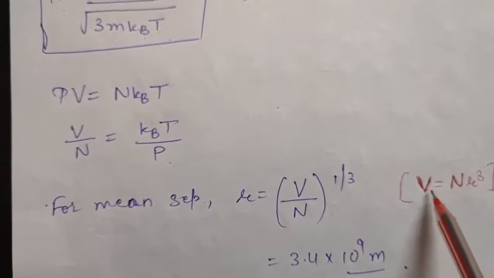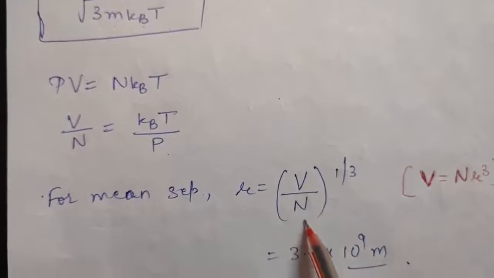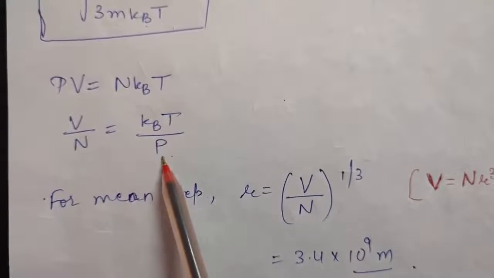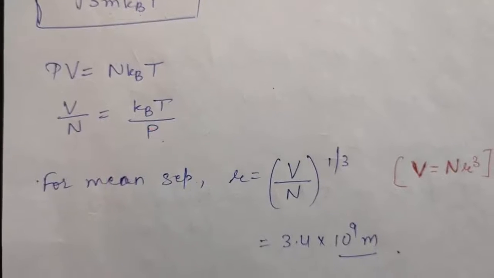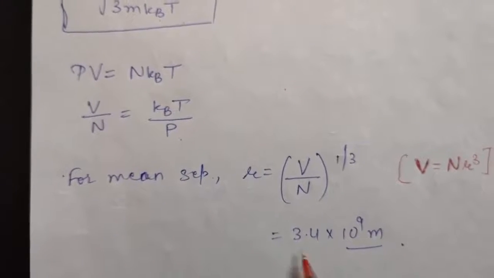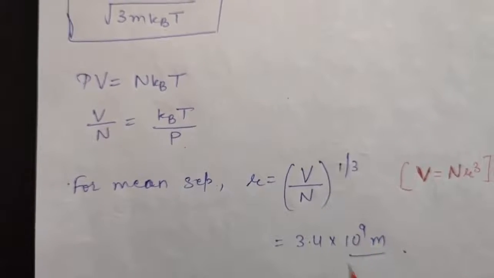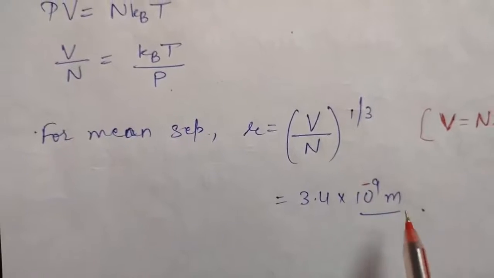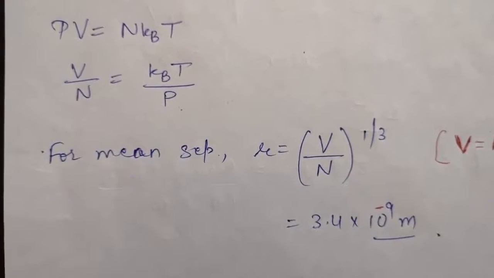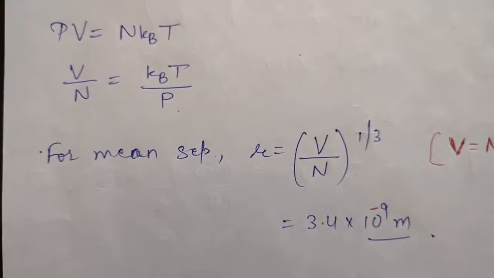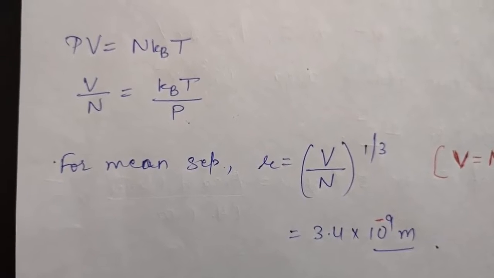Now if you see from here, R will come to be (V by N) whole to the power 1 by 3. Now V by N is nothing but kB T by P. Temperature and pressure are given in the question. Boltzmann constant, you know its value. So the mean separation will come to be 3.4 into 10 to the power minus 9 meters. Okay, now if you have to compare them, you can just divide lambda by R, or you can divide R by lambda, and you can compare the de Broglie wavelength and the mean separation between two atoms. Okay.